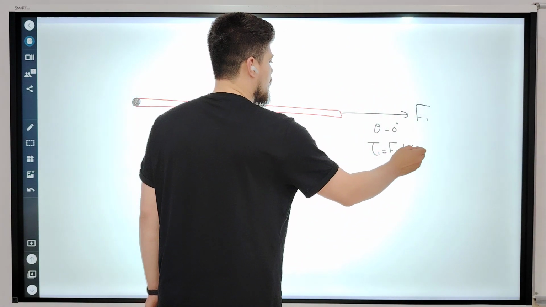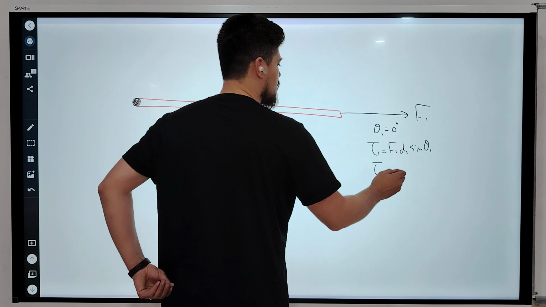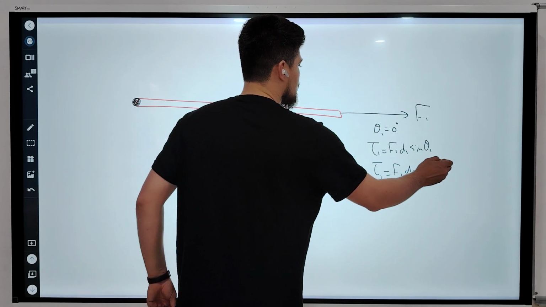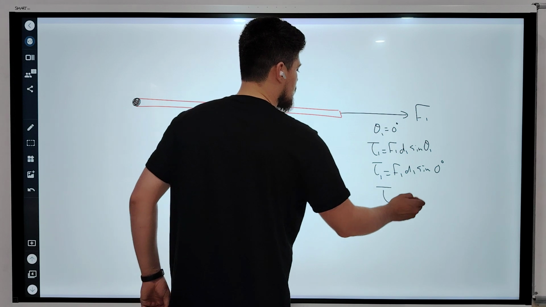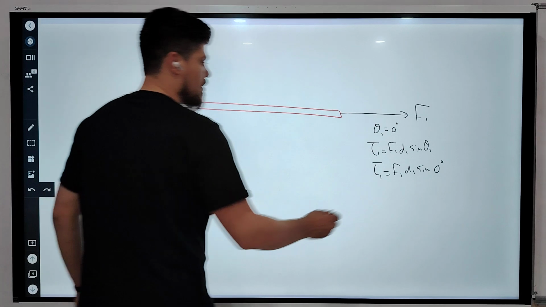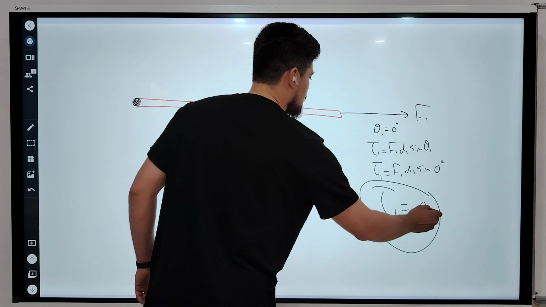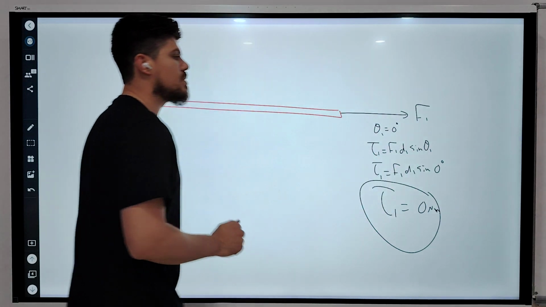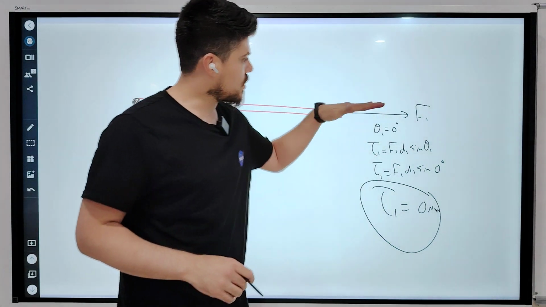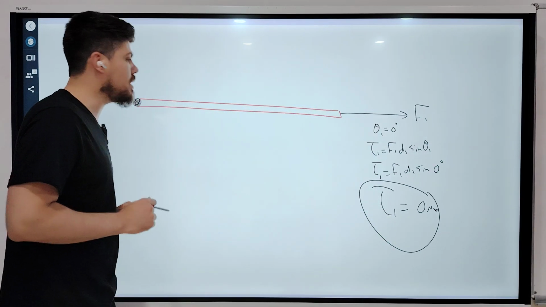Torque is equal to what? F1 D1 sine theta 1, so F1 D1 sine 0. Sine 0 is equal to 0. 0 times F1 D1 is 0. 0 Newton meter. So this force cannot produce torque. Why? Because it is parallel to the distance of the beam.